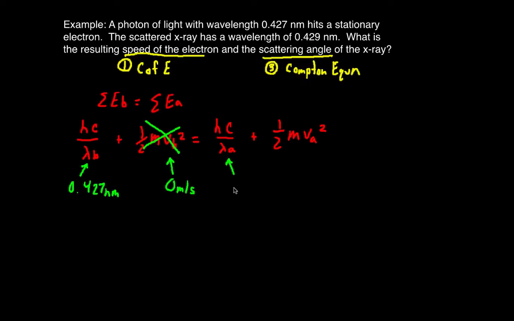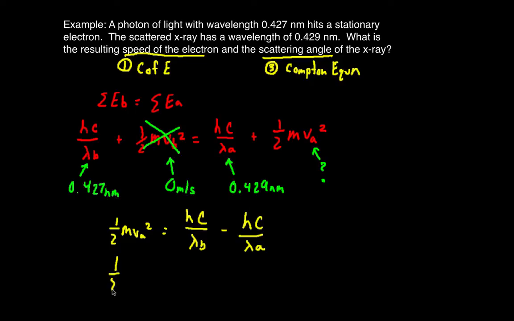The wavelength after the collision is 0.429 nanometers, and the velocity after the collision is our unknown that we're looking for. We can rearrange this for the velocity of the electron after. 1/2 mv after squared equals hc over lambda before minus hc over lambda after. hc over lambda before is Planck's constant times the speed of light divided by the wavelength before the collision.